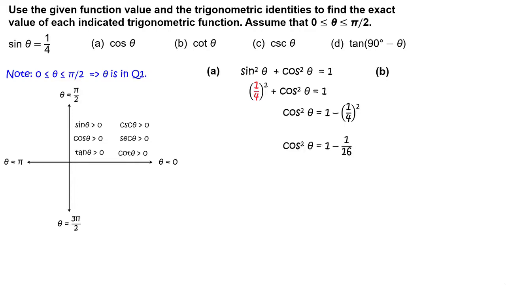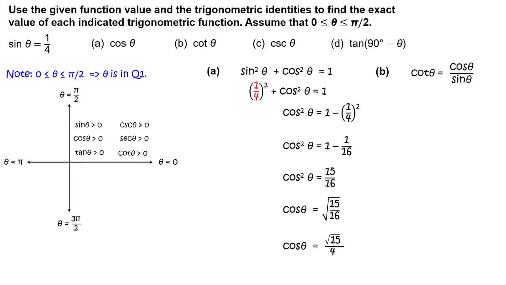Evaluate the exponent to get cosine squared of theta equals 1 minus 1/16, or cosine squared of theta equals 15/16. Because cosine of theta is positive in quadrant 1, take a positive square root of each side of the equation. Simplify to get cosine of theta equals the square root of 15 divided by 16, or cosine of theta equals the square root of 15 divided by 4.